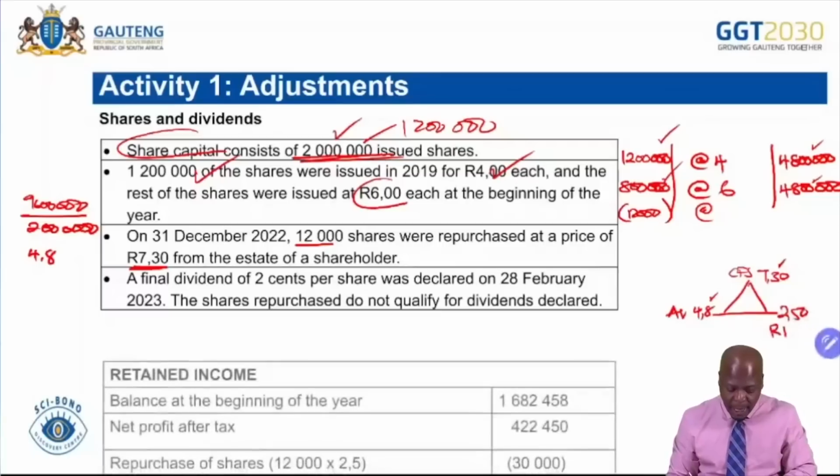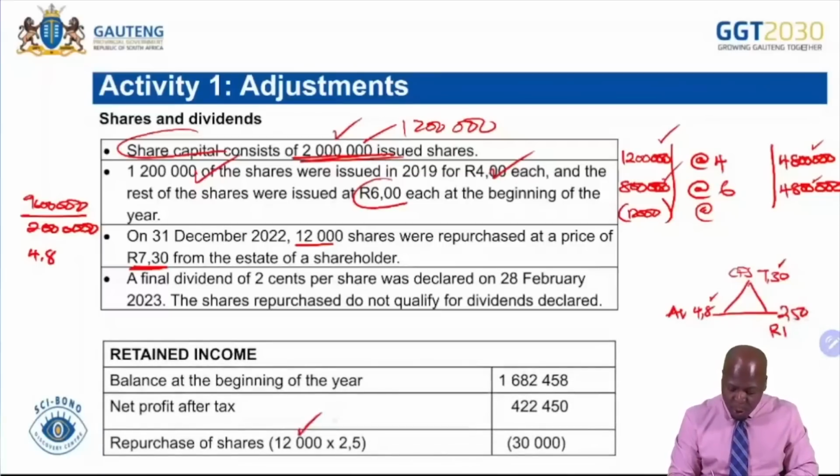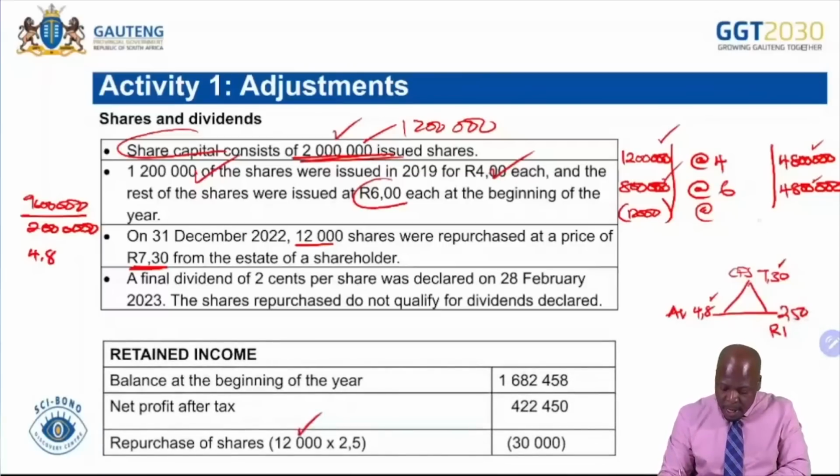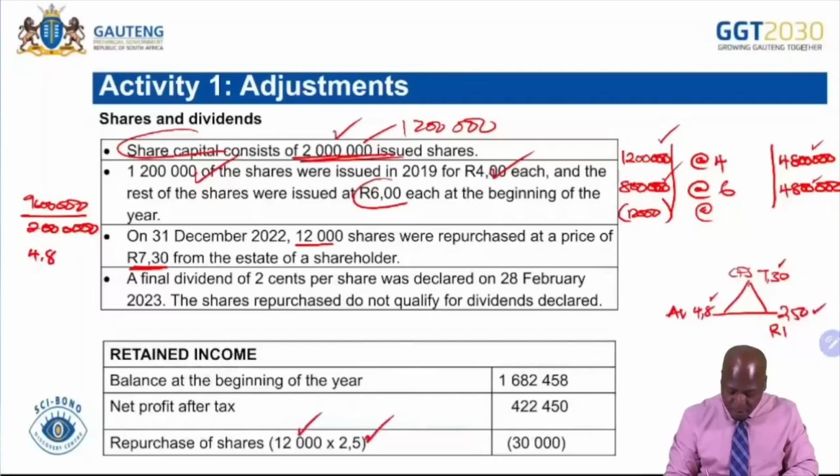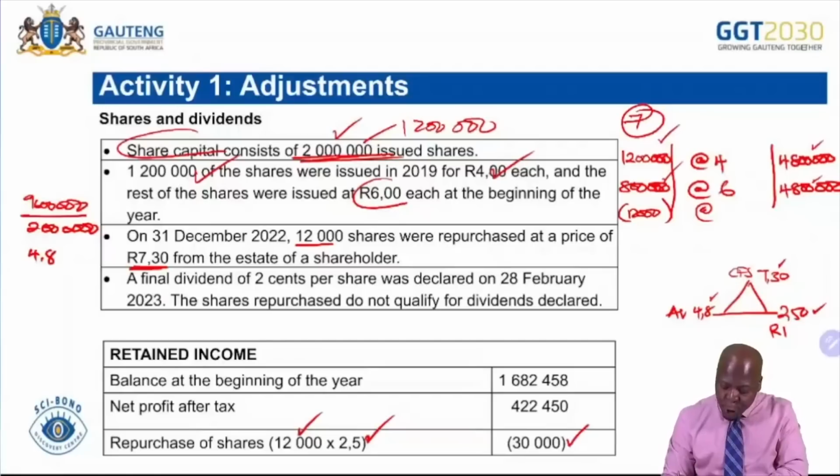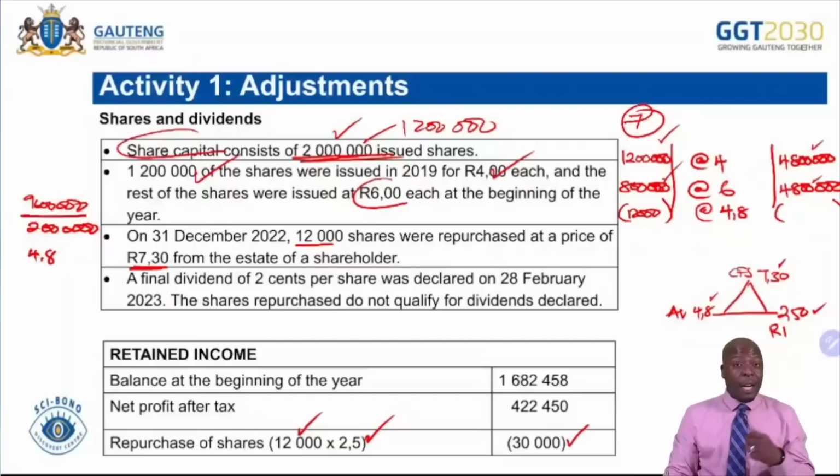So I'm now coming in my retained income and I'm saying the repurchase of shares is 12,000. But in the retained income, I show the 2.50. This is the 2.50. Therefore, I show my 30,000. Remember the brackets. But in my note number 7, I would have shown the average price, which is my 4.80. Therefore, I would then get an amount over there. So in this case, I've done with you note number 7, and I've also done with you note number 8, which is our retained income. Let's focus on the retained income.